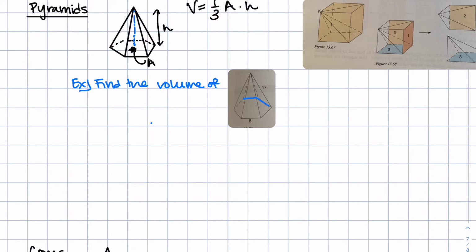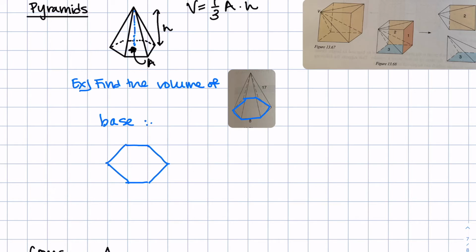So let's find the area of this base. So it's a six-sided figure. So let's draw this out. And I think, okay, let's see. It won't be perfect, but it will be decent.